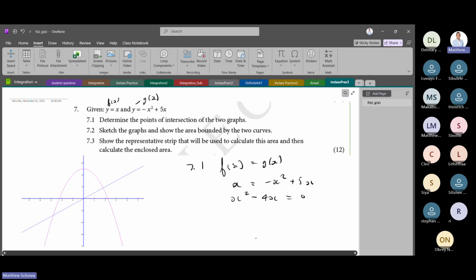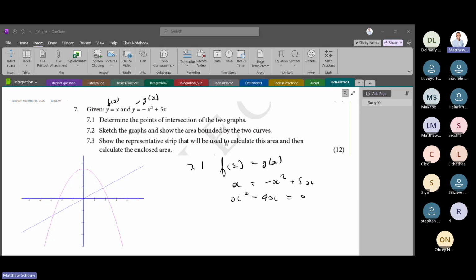Something like this. Let me check my graph here. My graph is bothering me. My graph should intersect at the right points. What's going on? Let me have a look here. I must look at something. So what do we get?